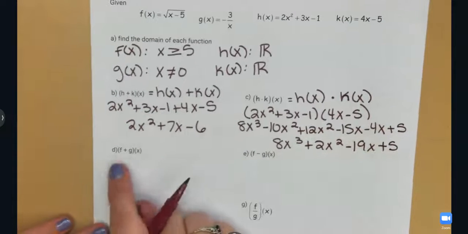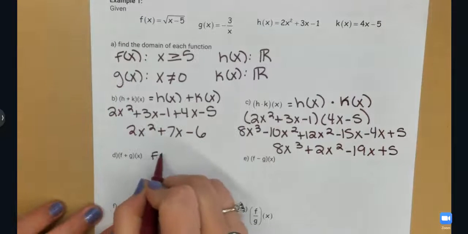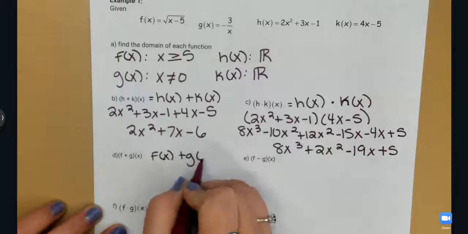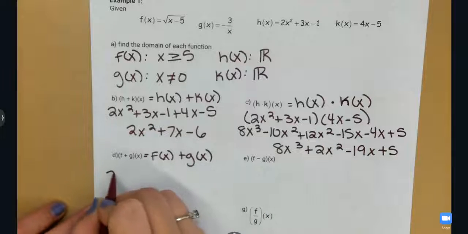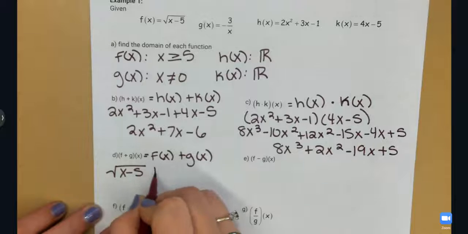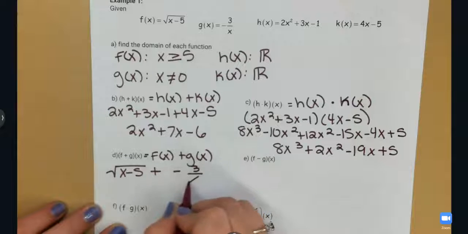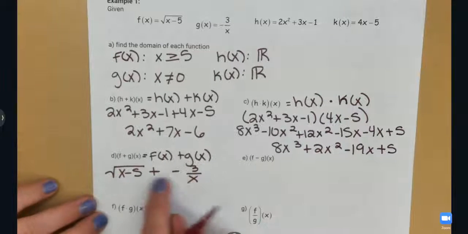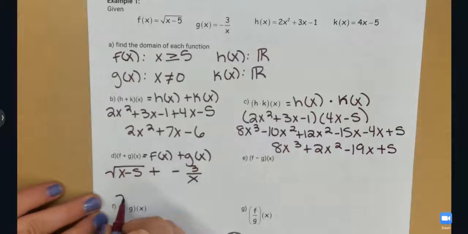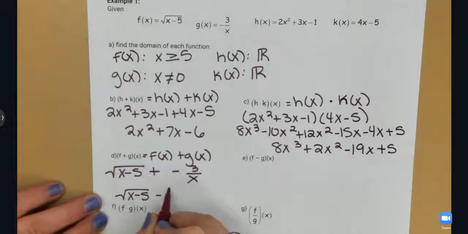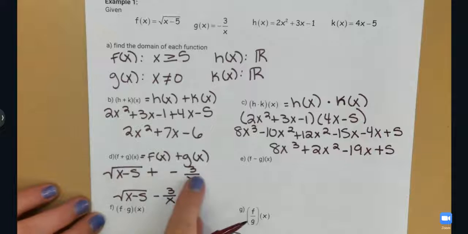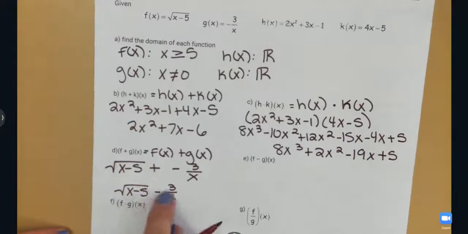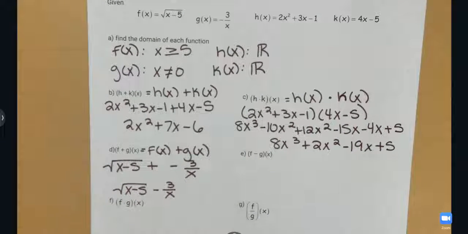All right, on to D, f plus g. So I'm going to take f of x plus g of x. That's going to be the square root of x minus 5 plus negative 3 over x. Now, refresher from our quick works, we cannot add radicals that don't have the same thing inside of them. These don't match, so I cannot condense these any further. So I'm just going to rewrite it as minus 3 over x since I have that plus a negative value, but this is as far as you can go. You cannot combine these any further.